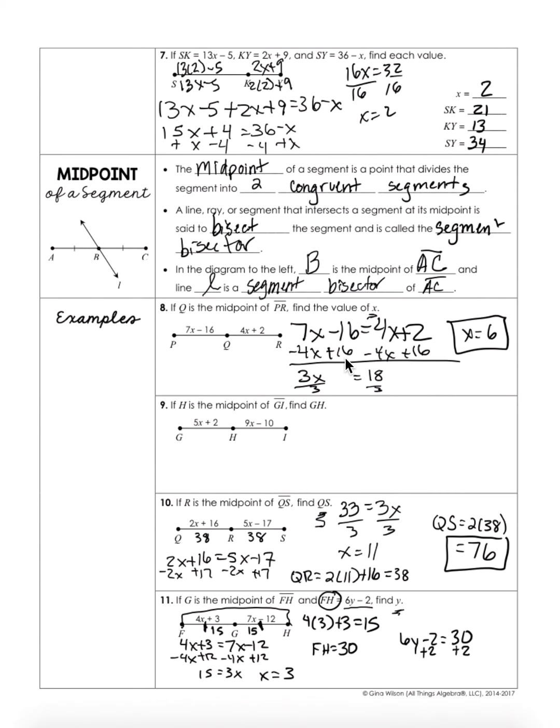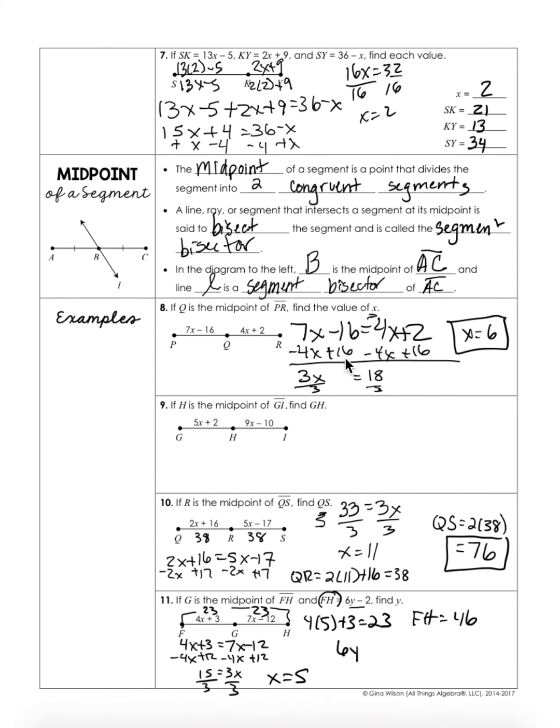Oh, does anybody see where I made my mistake? I sure did. I'm going to erase this because I didn't show this step right here, which meant I made a mistake. I'm going to divide by 3. So actually x equals 5. Okay, so this 4 times 5 plus 3 equals 23. So this is 23, and this is 23. So actually, FH equals 46. So see how even as long as I've done this, I'm still making mistakes. That's okay. We're learning from them.